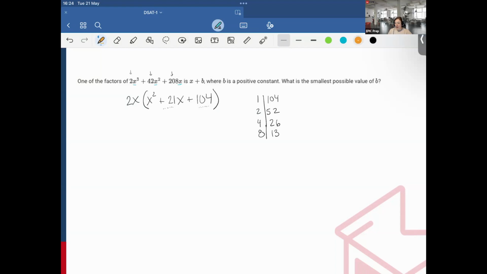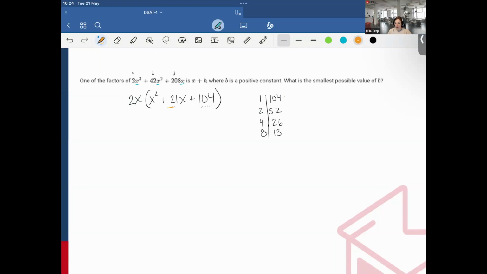Okay, so looking at all of these, if I subtract one or add one, that's not going to give me 21. Neither is 52 plus 2 is 54, 52 minus 2 is 50. No. This one also. Minus, that could work. 8 plus 13, that equals 21. And 8 times 13 is 104. So that definitely checks. So then I could just factor, this would be x plus 8 and x plus 13.